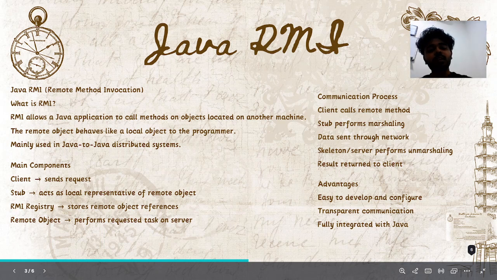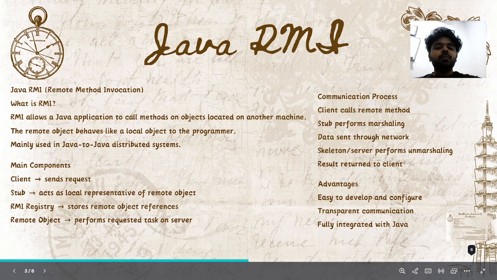So here's how the communication happens. When the client calls a remote method, the stub packages all the method information and parameters into data that can be sent across the network. This process is called marshalling. The data is sent to the server, and on the server side, the skeleton receives the request, unpacks the data through unmarshalling, and then executes the actual method. After that, the result is returned to the client in the same way, in reverse.